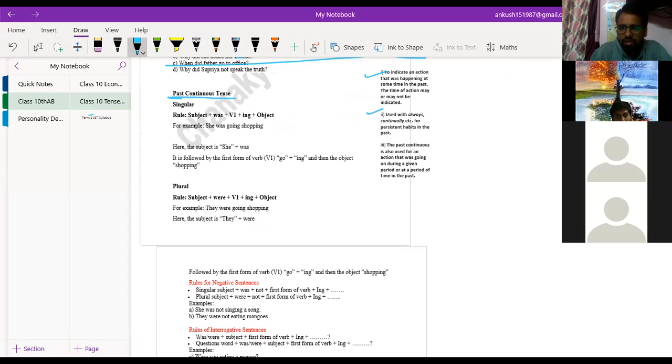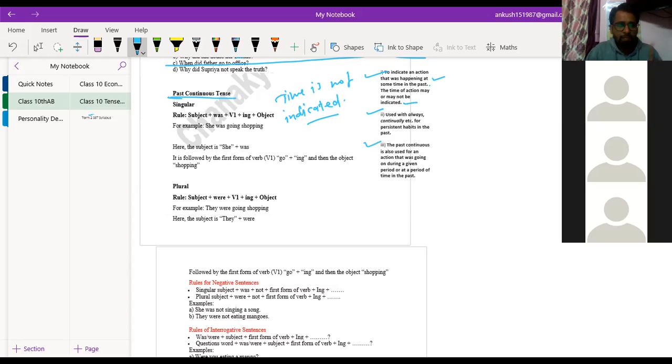Here these uses are written like this: this tense is used to indicate an action that was happening at some time in the past. The time of action may or may not be indicated. Sometimes it may be possible that the time cannot be indicated over there. Time is not indicated sometimes. Are you getting it? See, whatever the action in the past was continuing or in progress at some point of time, to indicate that action, we use past continuous tense.